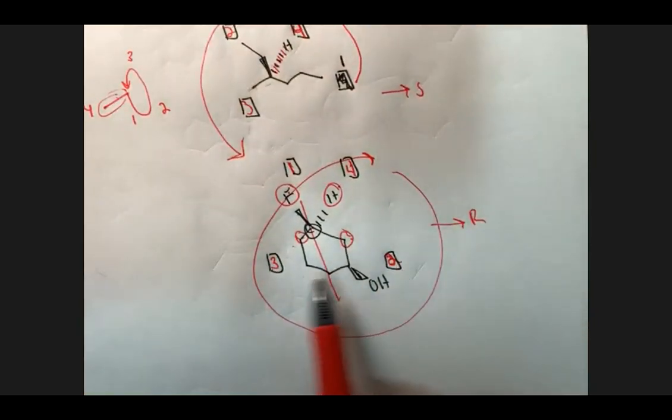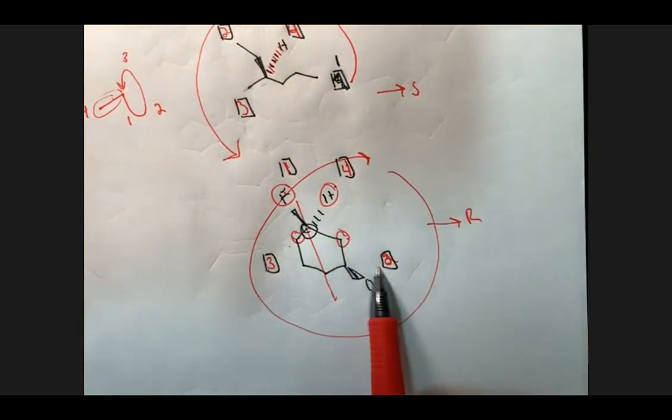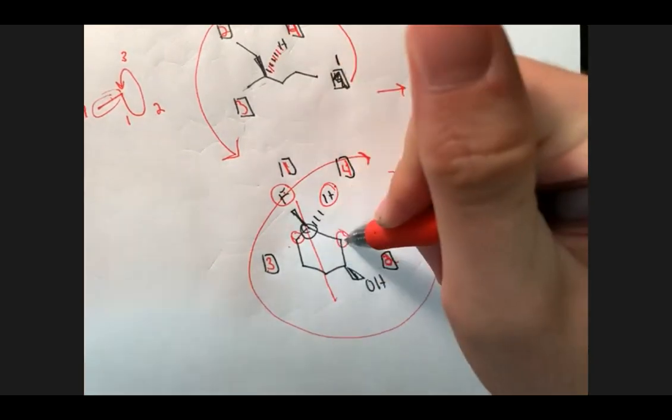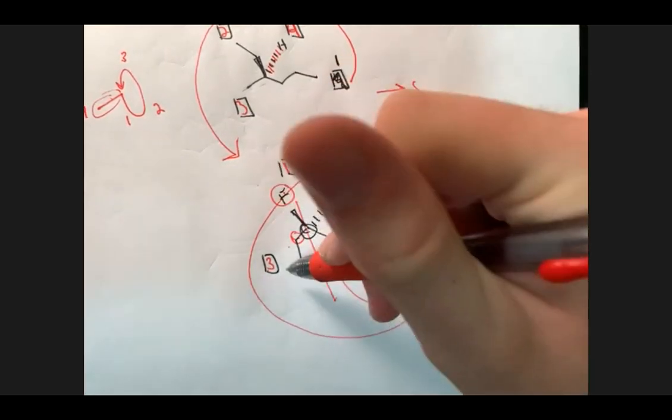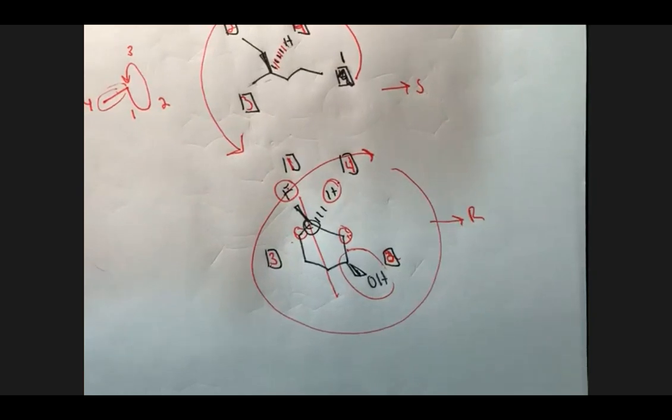So between 2 and 3, how do I know the difference? The right side of the ring has this extra group. The left side of the ring does not. So that's kind of explaining it. I'll catch you with more examples.